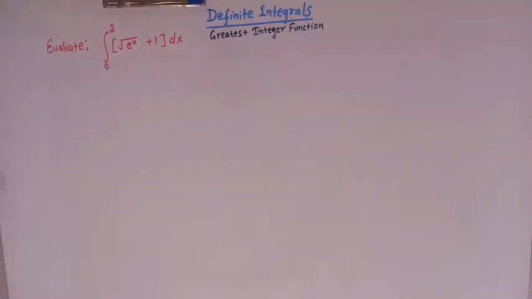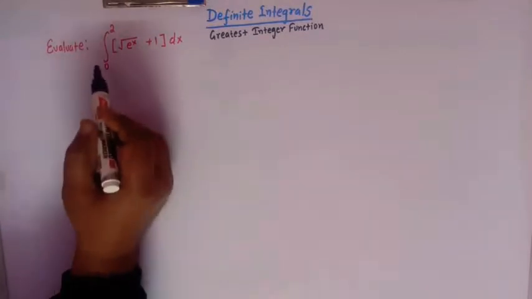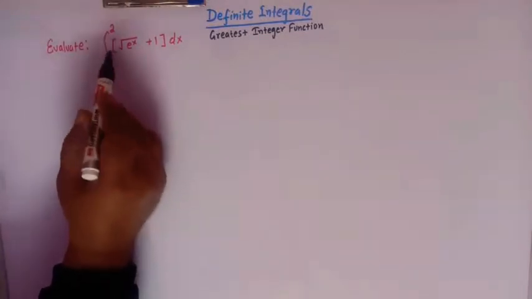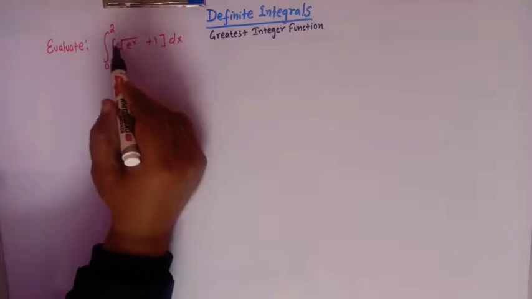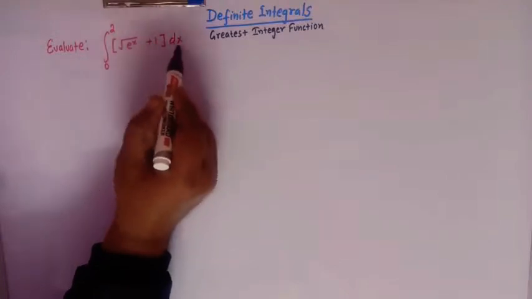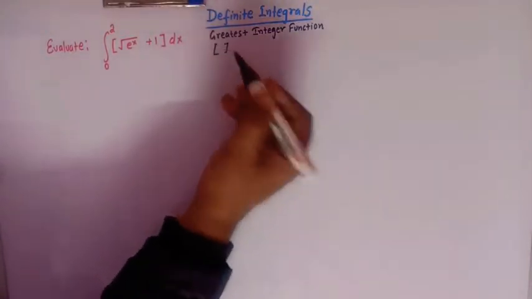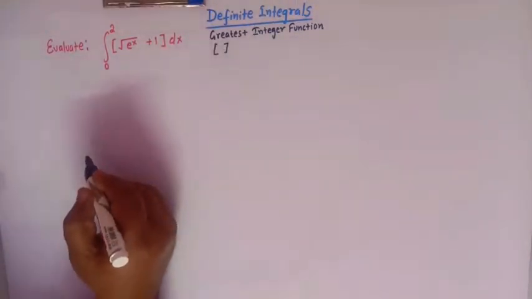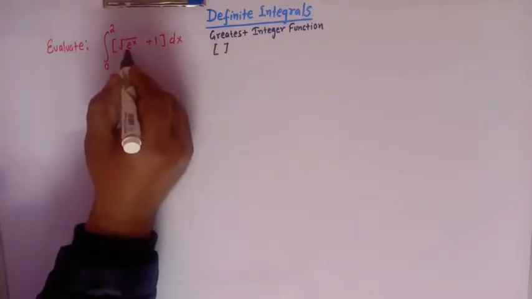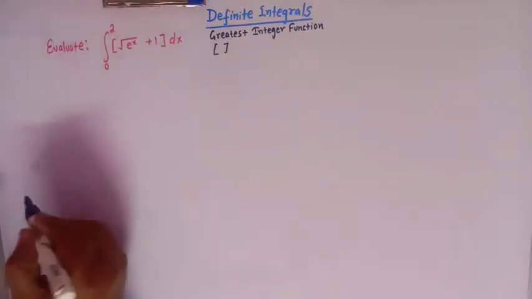Hello viewers, in today's class we are going to discuss one important definite integral in which the greatest integer function is involved. Here we have this integral from 0 to 2 of the greatest integer of square root of e raised to x plus 1 dx. This symbol denotes the greatest integer function, and here we have the exponential function.